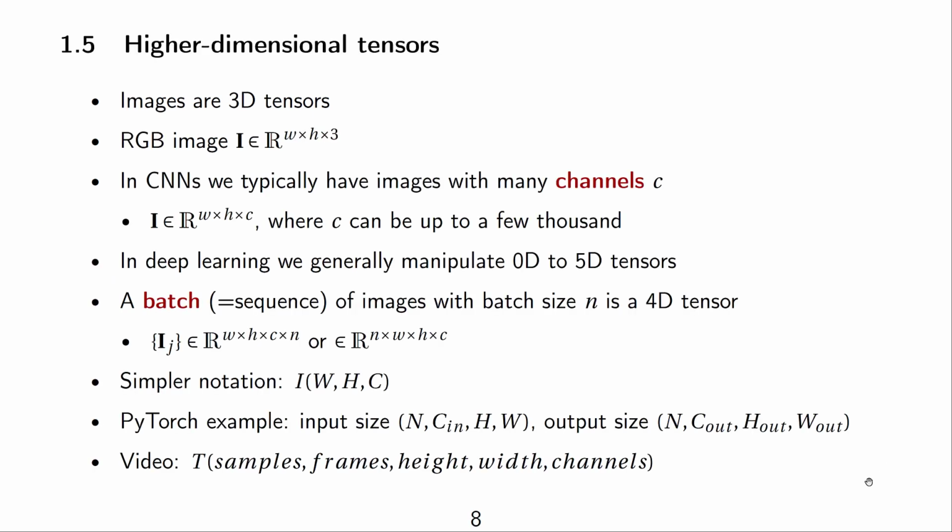Now, most of the time we will actually be dealing with higher dimensional tensors. For example, images by themselves are 3D tensors. If we are given an image I, then I typically has a width W, a height H, and it will have 3 color channels: red, green, and blue. For example, an image could be 1000 × 1000 × 3.